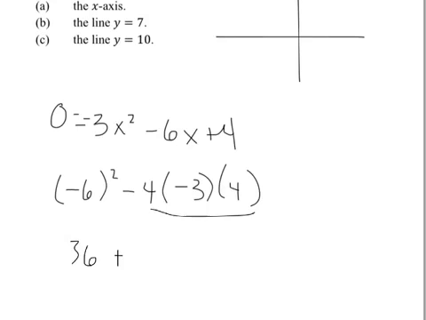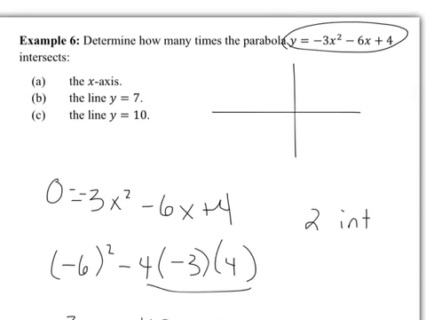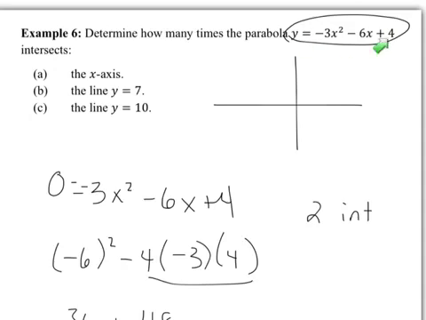Okay, if we wanted to know, it comes out to be 48. Positive, positive is still a positive. And when a discriminant is positive, there are two intersections. So that means right away that this graph right here intersects twice with the x-axis. Twice. And already we know it's going to open downward, so it means that the vertex has got to be up here somewhere.